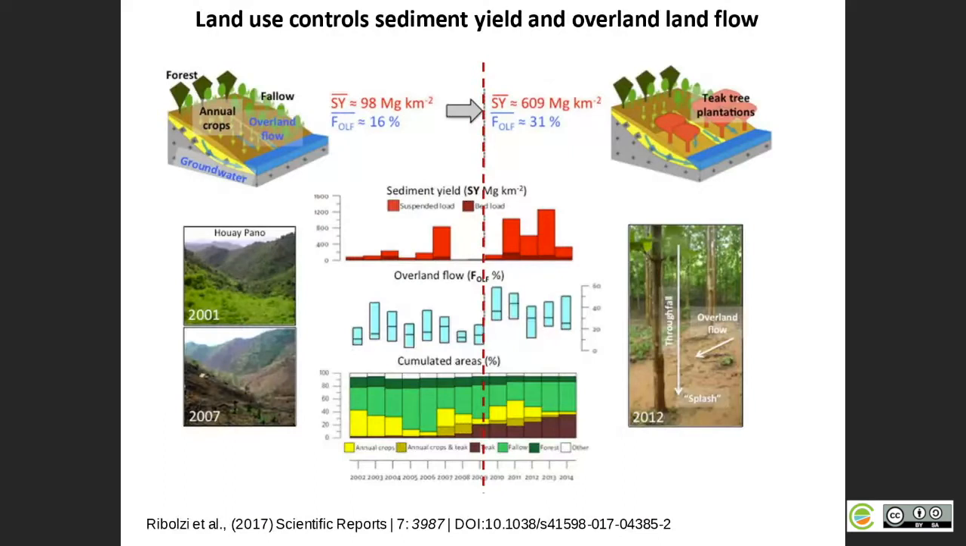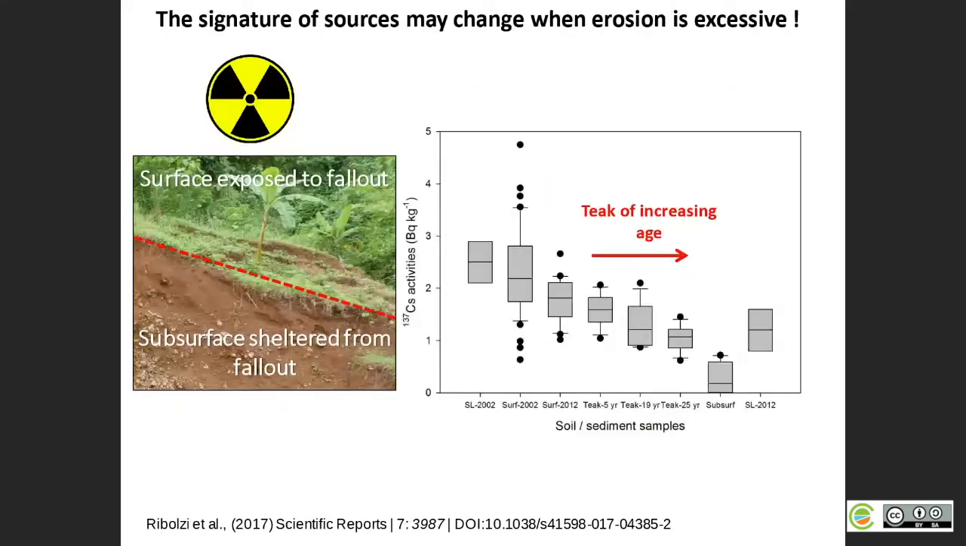So basically, we could now estimate the sediment yield change before and after the increase of the teak plantation. It was about 100 tons per square kilometer before, in 2008, and more than 600 after. So it's really a dramatic impact and a very strong increase in the proportion of overland flow recorded at the catchment outlet.